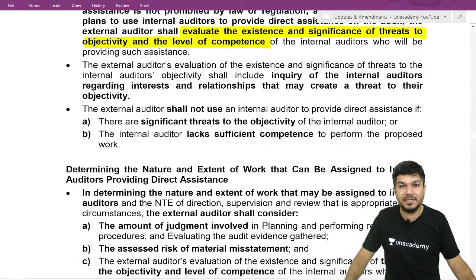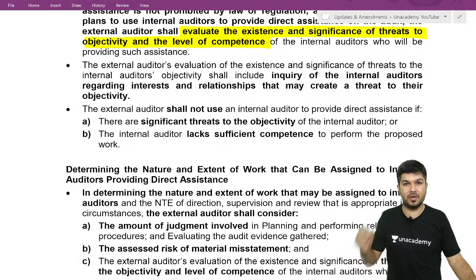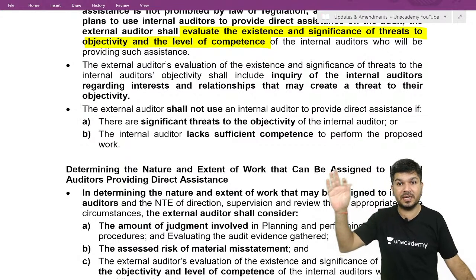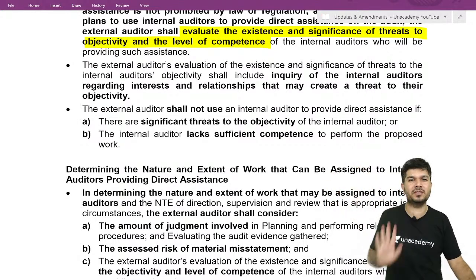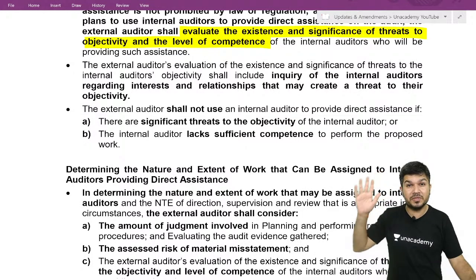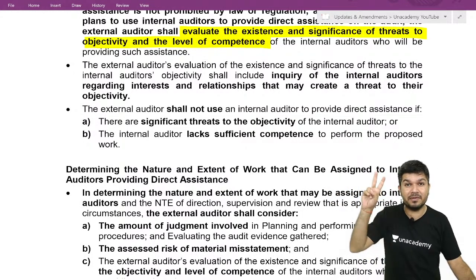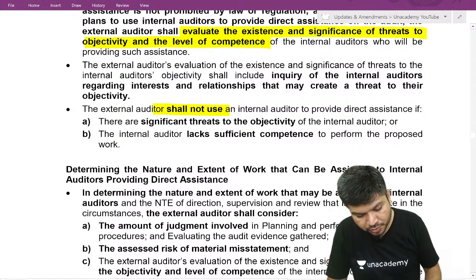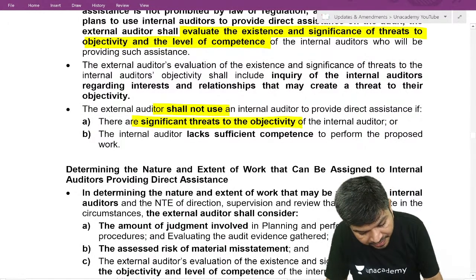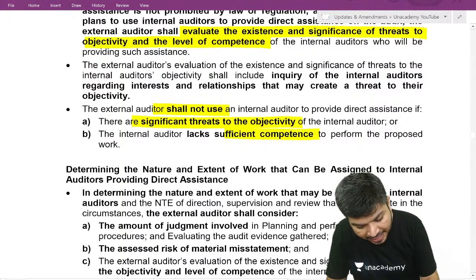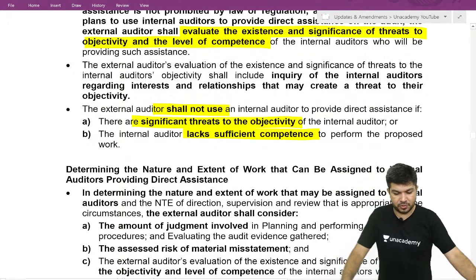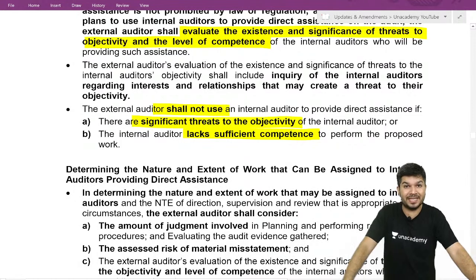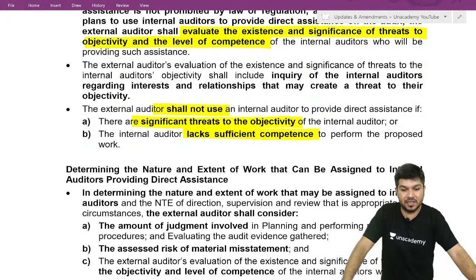To objectivity and level of competence. Would he be able to do it objectively, unbiasedly, and does he have a level of competence? These are the two important things. So you should not use him to provide direct assistance if there are significant threats to objectivity and he lacks competence.